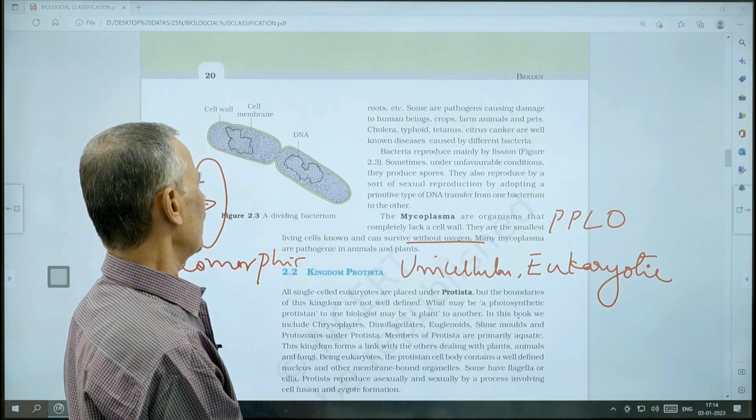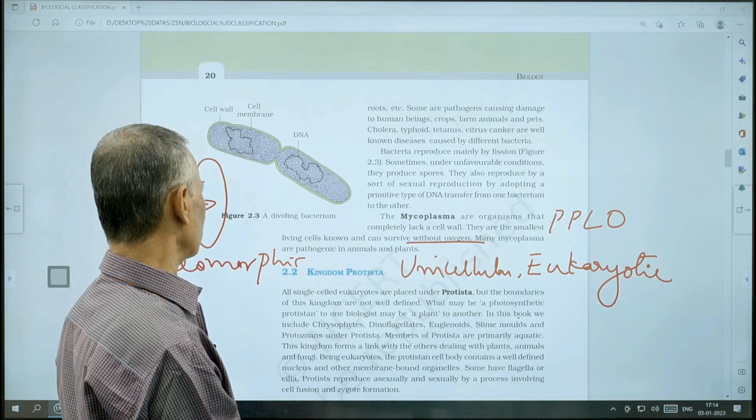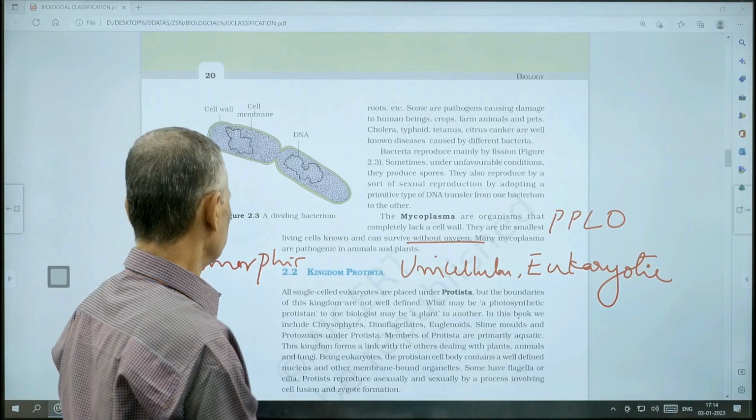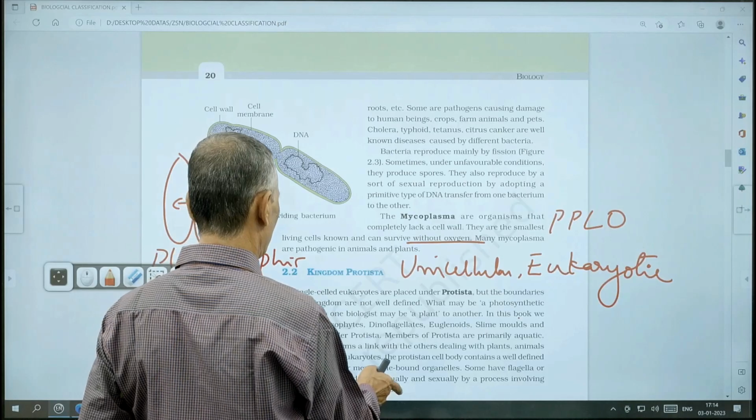To other groups of organisms like plants, animals, and fungi. Okay. Now, what are the features of this one?